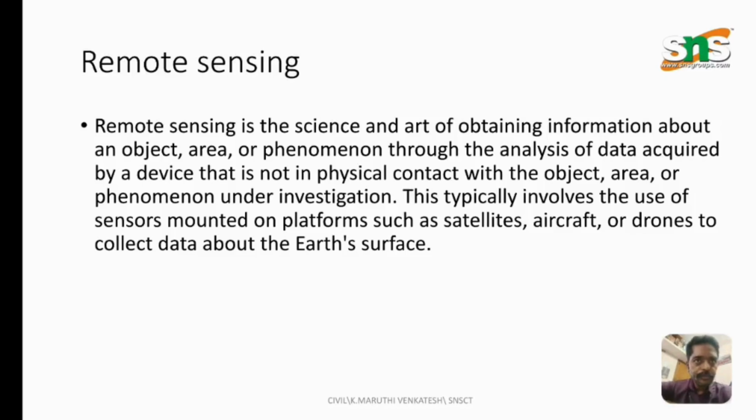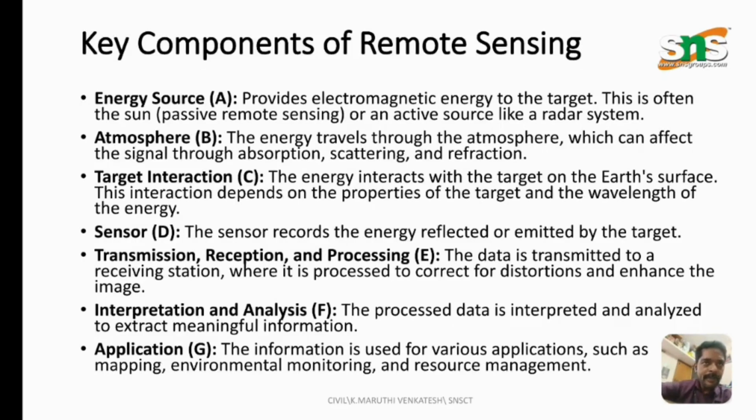Remote sensing. What is remote sensing? Remote sensing is a science and art of obtaining information about the object, area, or phenomenon through the analysis of data acquired by a device that is not in physical contact with the object, area, or phenomenon under investigation. This typically involves the use of sensors mounted on platforms such as satellites, aircraft, or drones to collect data about the Earth's surface.